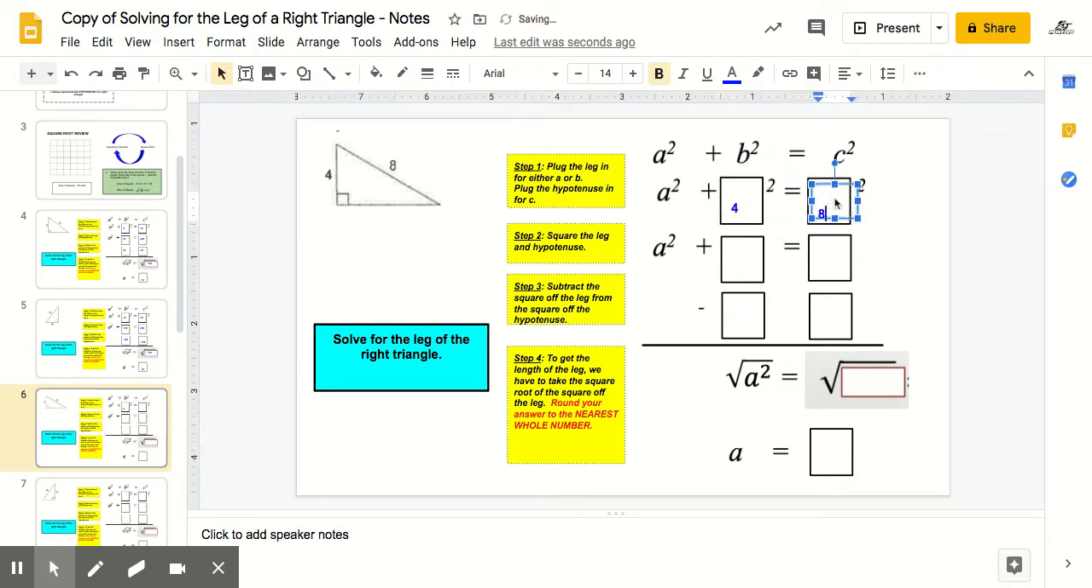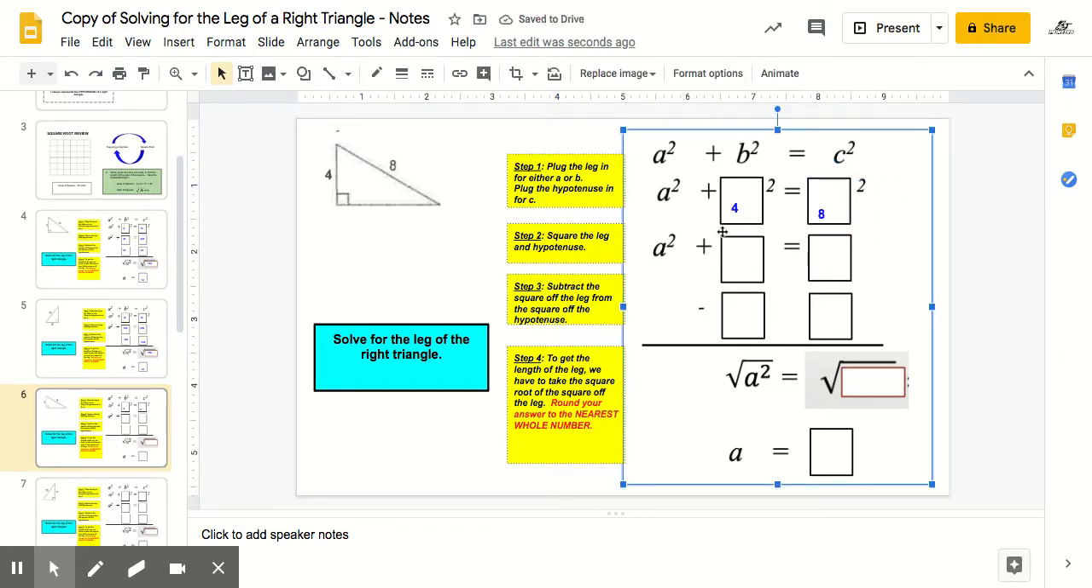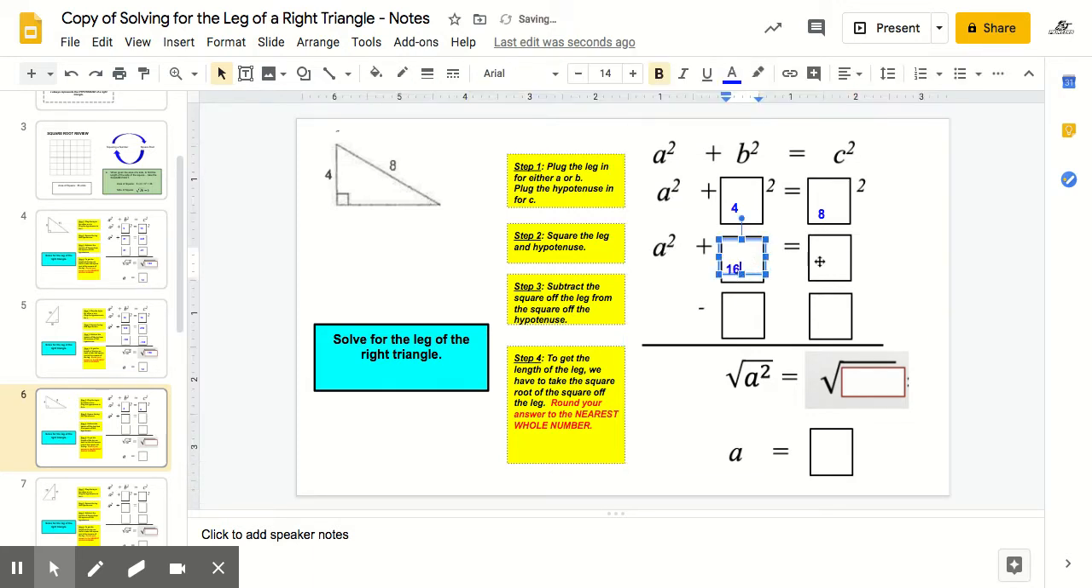Okay, and my hypotenuse is equal to 8. All right, now we have to square the leg and the hypotenuse. Again, bringing down the a squared. 4 squared is equal to 16, and 8 squared is equal to 64.